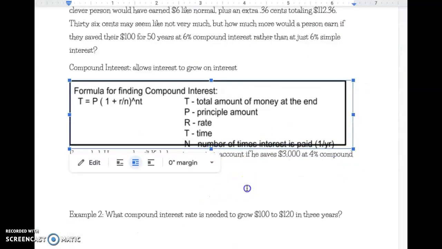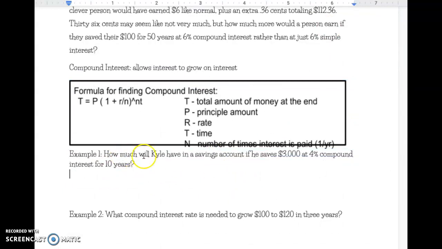I know that's hard to see, but how does this work then? Well, how much will Kyle have in a savings account if he saves $3,000 at 4% compound interest for 10 years? Well, let's write down what we know. Our principal amount is $3,000. That is how much he invested. We know our rate is going to be 4%, or 0.04, because as I talked about in the simple interest video, we can't talk about percents without using decimals. The time is going to be 10 years. And then N is going to be the number of times interest is paid. Because it doesn't tell me anything, I'm going to assume that it's 1 time per year.